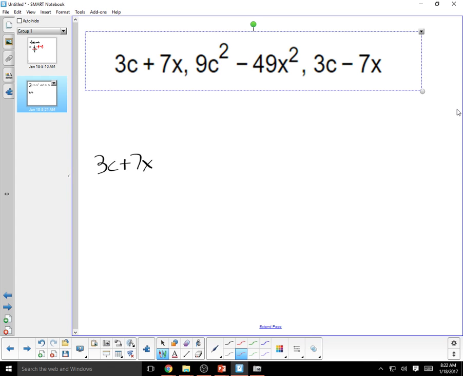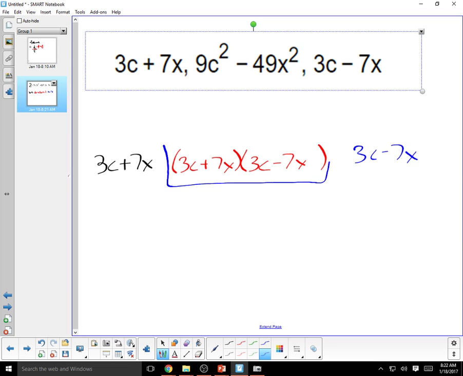For the second expression, that's going to be factored into two conjugates, 3c plus 7x and 3c minus 7x. And then for the last one, that's it, right? So 3c minus 7x. So when I'm looking for an LCD, I could take this one, right? I could take this, because isn't this one already a part of this? And so is this one over here? So then that's my LCD.